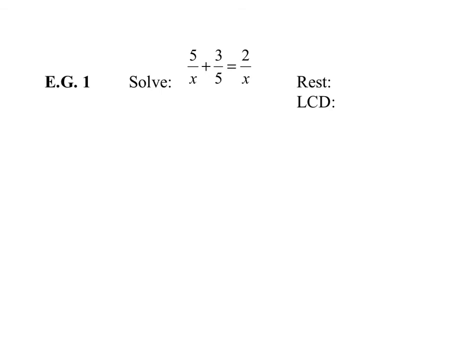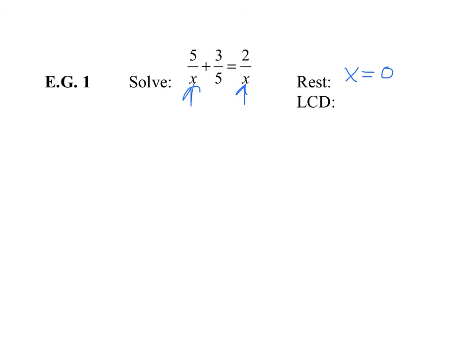Here's the first problem we'll look at: 5 over x plus 3/5 equals 2 over x. We have no polynomials in the denominator, therefore we have no factoring to do for the factoring step. We identify the restricted or excluded values. That's what makes this denominator and this denominator 0, so that's actually at x equals 0.